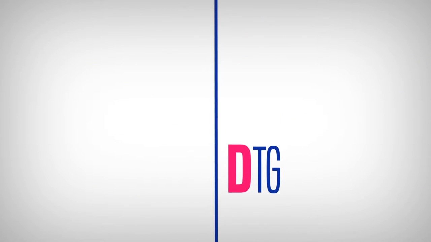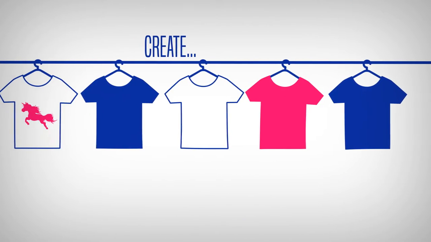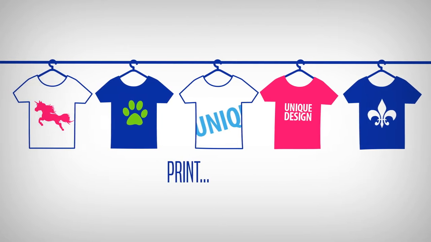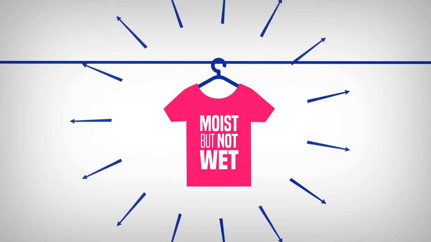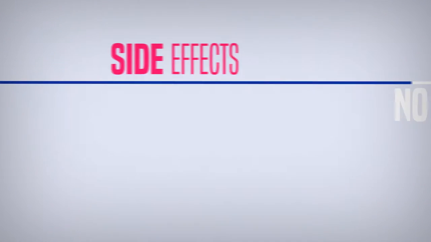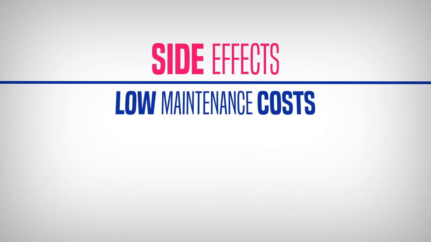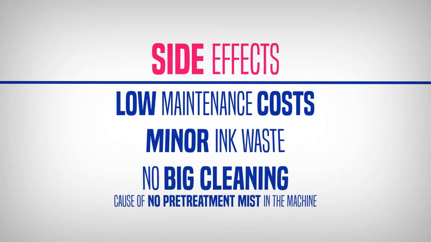The D in DTG stands for direct, not detour. Just create unique designs using the software you like and print them directly to garment. An advanced and safe pre-treatment process ensures better print quality on moist but not wet shirts, and there is no pre-treatment on white shirts. Side effects? Low maintenance costs, minor ink waste, and no big cleaning because of no pre-treatment mist in the machine.